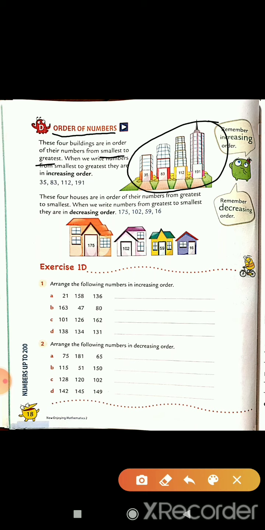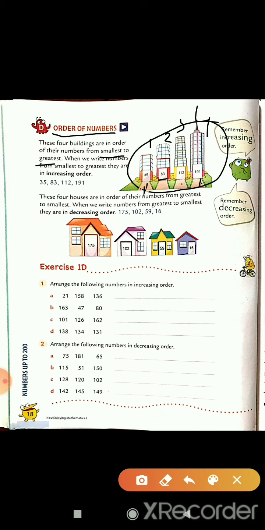See, building number 1 is having 35 number, building number 2 is having 83 number, building number 3 it is having 112 number, and building number 4 is having 191 number. So building number 1 is having smallest number, and building number 4 is having greatest number. So these buildings are in order of their numbers from smallest to greatest.